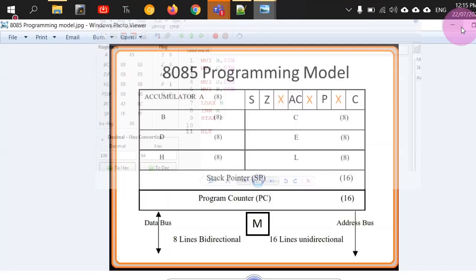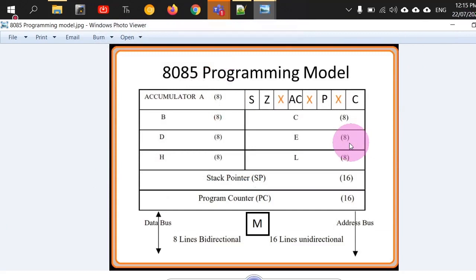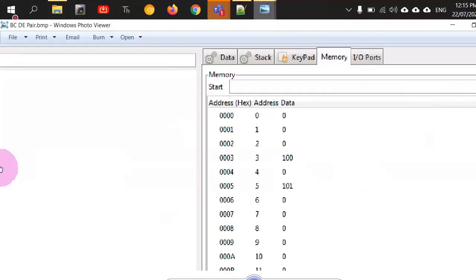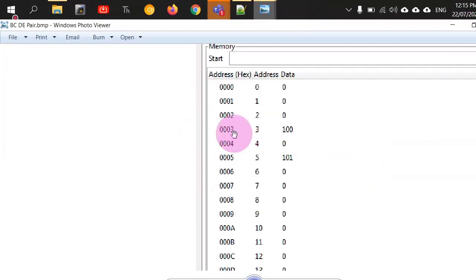I could have done this through the HL pair register. Can somebody just quickly tell me the simple program you would make to do that? It's very simple. 0003 has a data of 100. I need to load it into the programming model, add 1 to it, and store it at 0005. So could somebody just tell me orally what program it would be?